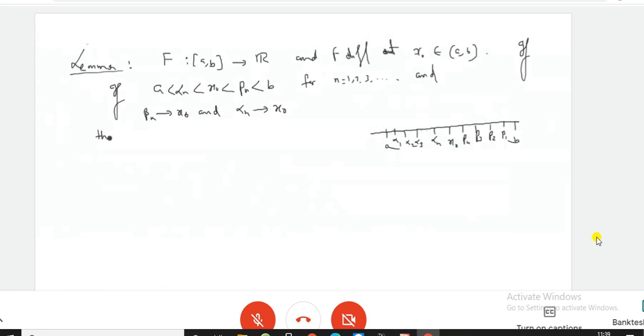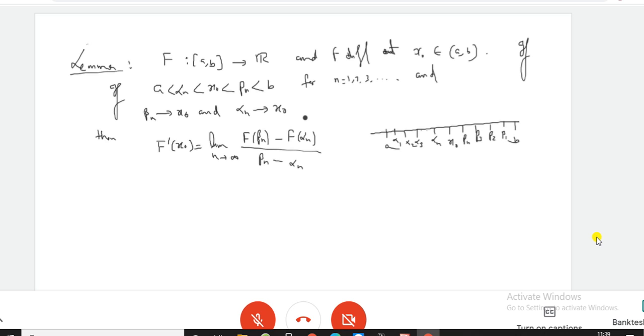Then show that the derivative of the function at the point x0 is actually equal to the limit of (f(beta n) minus f(alpha n)) upon (beta n minus alpha n), as n tends to infinity. Right? Is it okay?